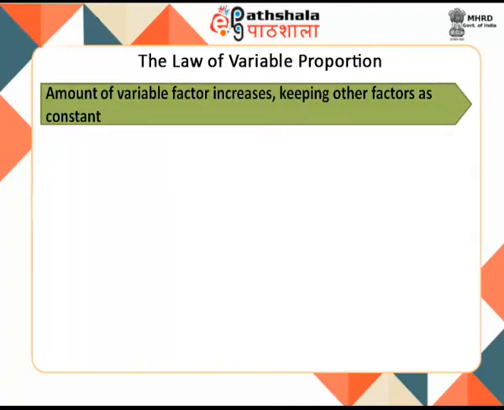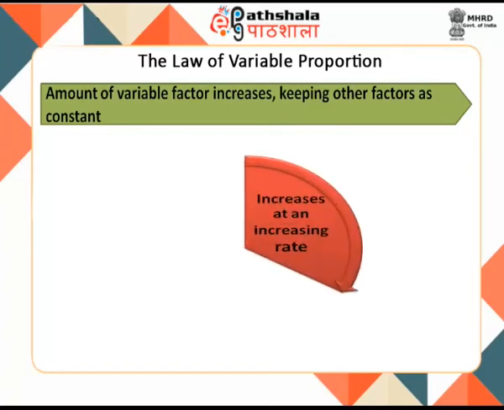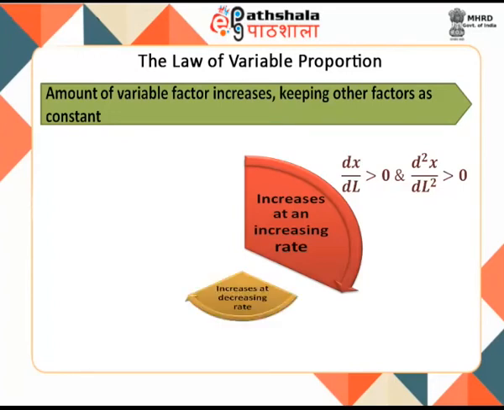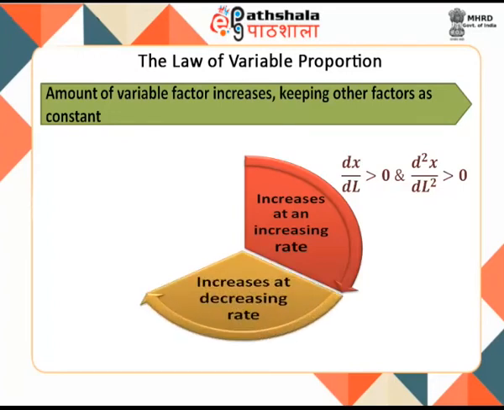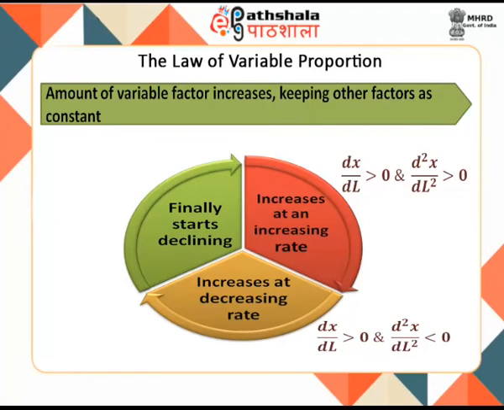In the short run, we have the law of variable proportion, which states that as the amount of a variable factor, labor, is increased, keeping the amount of other factors constant, the output x first increases at an increasing rate, that is dx/dL > 0 and d²x/dL² > 0, then after a certain point it increases at a decreasing rate, that is dx/dL > 0 and d²x/dL² < 0, and finally starts declining, that is dx/dL < 0.